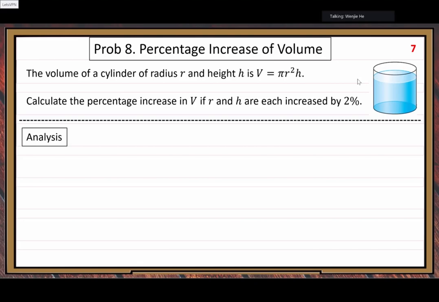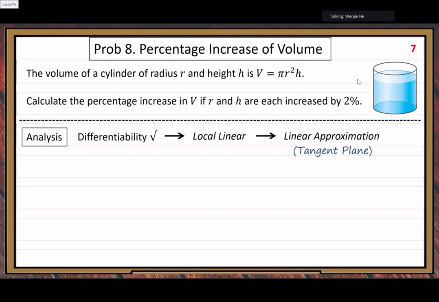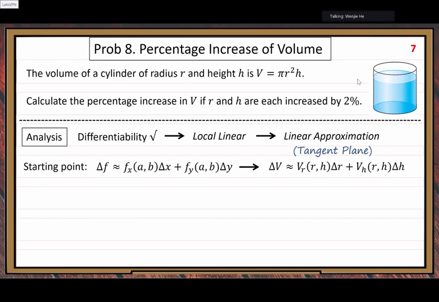Here we apply linear approximation, because this is a differentiable function, so we have the local linearity property. The differentiability is no problem, and we have local linearity, so we can do linear approximation. How to do it? We can take the tangent plane, our tangent plane formula. So we can complete this quickly. This is our approximation formula, but we need to apply it on this volume V, so delta V.